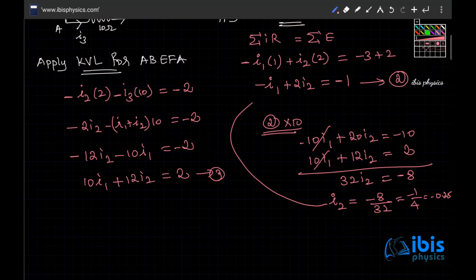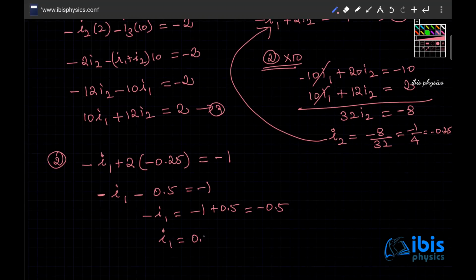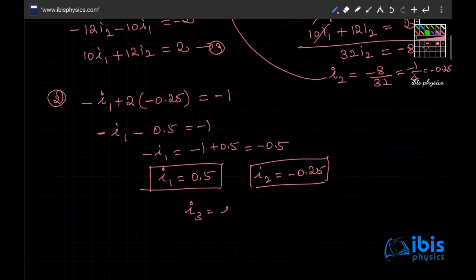Substituting current I2 in the second equation again. Minus I1 plus 2 times I2, which is minus 0.25, equal to minus 1. So minus I1 minus 0.5 equal to minus 1. Minus I1 is minus 1 plus 0.5, which is minus 0.5. Then I1 is equal to 0.5. So I1 is plus 0.5 and I2 is minus 0.25. Then what about I3? I3 equal to I1 plus I2, that is 0.5 minus 0.25, so I3 is 0.25. So all are in amperes now.